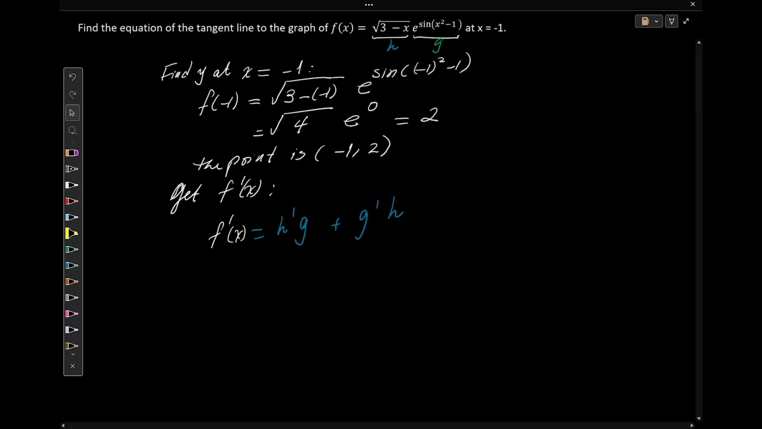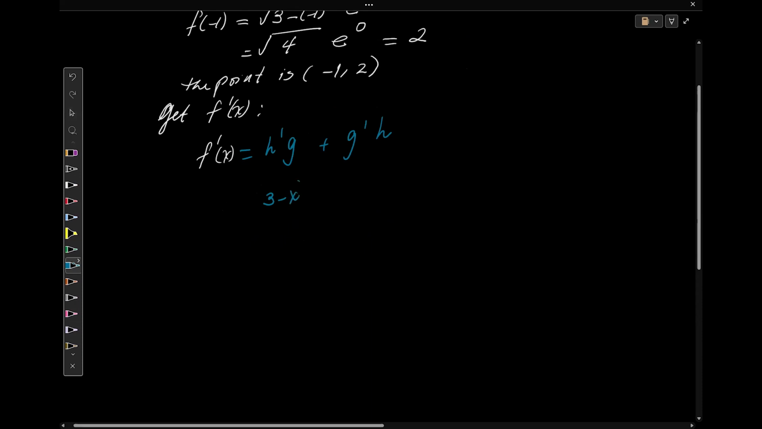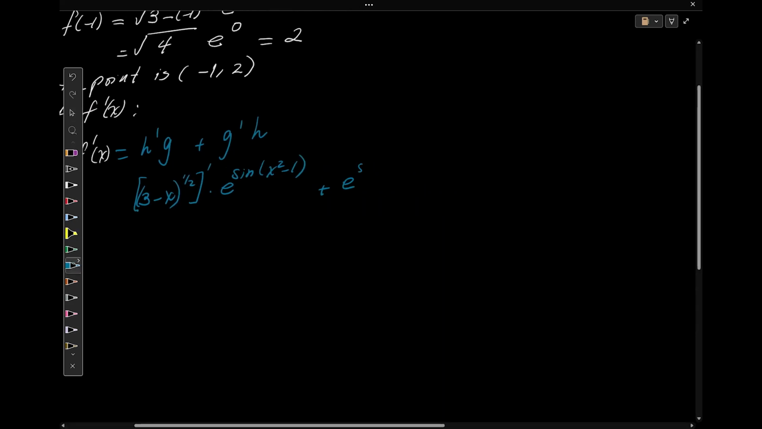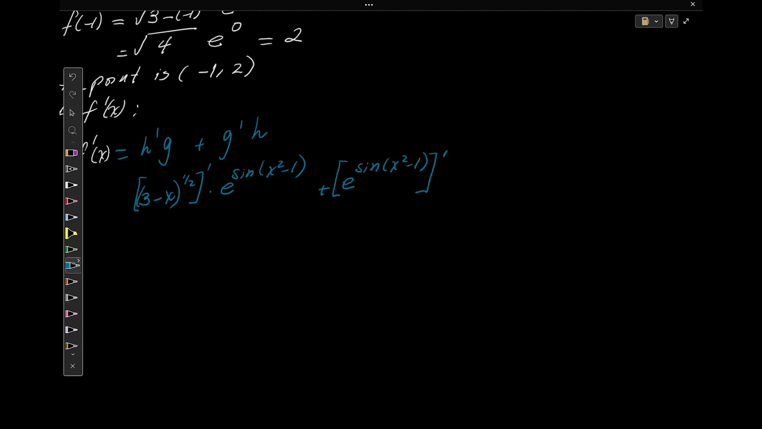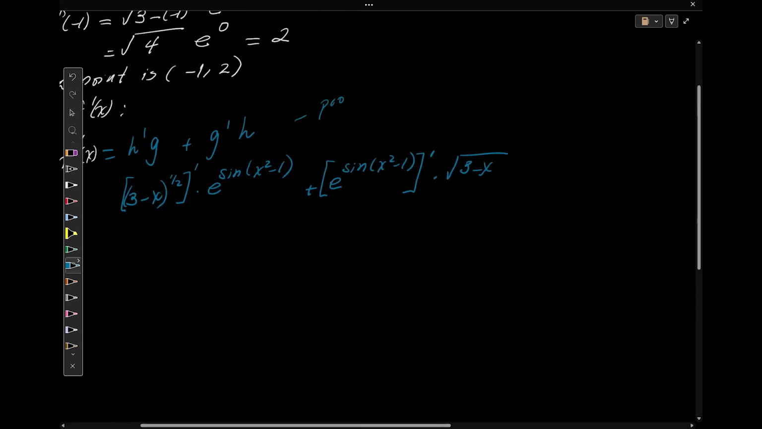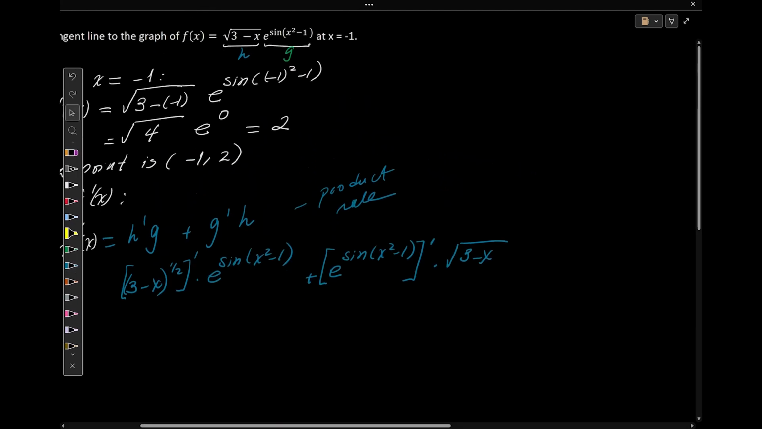So it's 3 minus x, so (3 minus x) to the 1/2 prime times the second function plus the derivative of the second function times the first. And the first was the square root of 3 minus x. All right? Again, we're just applying the product rule. And that's what we have.